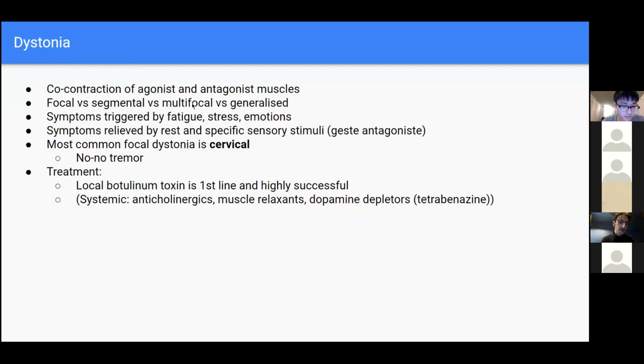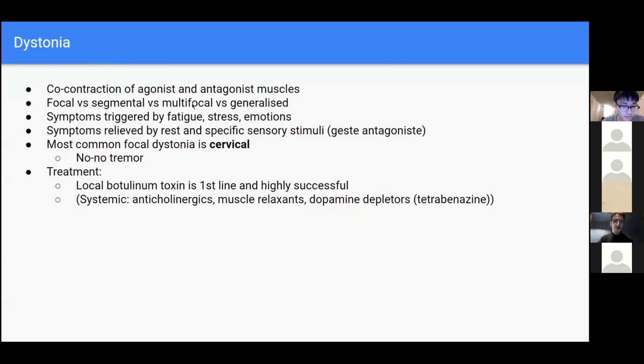So the symptoms of dystonia are triggered by fatigue, they're triggered by stress, and they're triggered by emotions. So it's kind of similar to an enhanced physiological tremor in that way, actually. And they'll be relieved by rest, as well as specific sensory stimuli. And this is the classic geste antagoniste that we talk about in dystonia. So the classic geste antagoniste in cervical dystonia is people putting their hand on their chin to kind of stop the tremor of cervical dystonia.